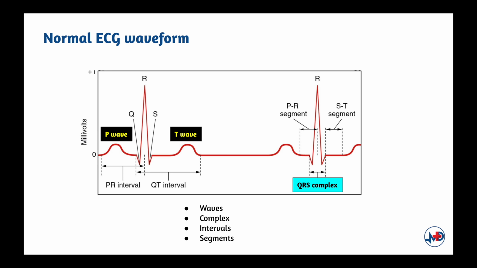Lastly, we have the segments. The PR segment is the flat line between the end of the P wave and the start of the QRS complex. The PR segment reflects the time delay between atrial and ventricular activation. The ST segment is the flat isoelectric section of the ECG between the end of the S wave, which is the J point, and the beginning of the T wave. The ST segment represents the interval between ventricular depolarization and repolarization.